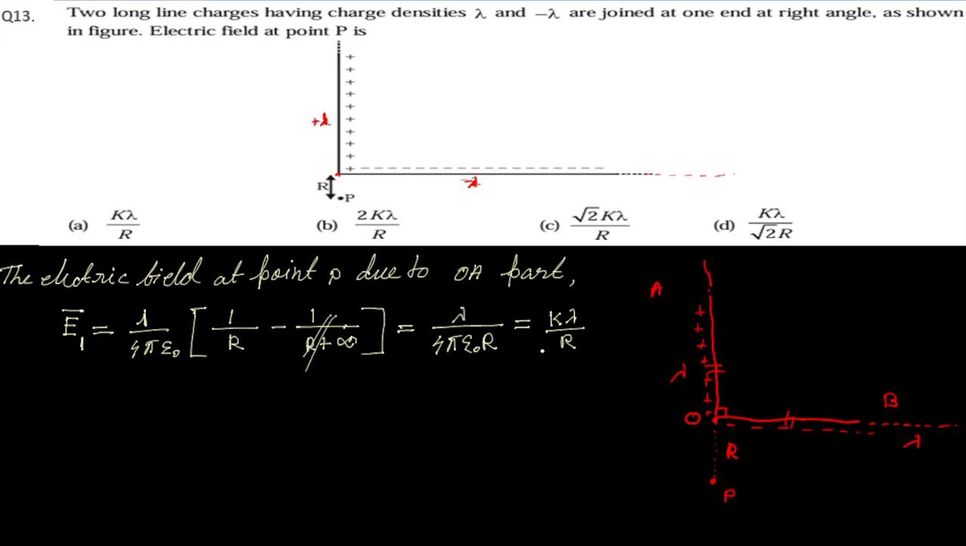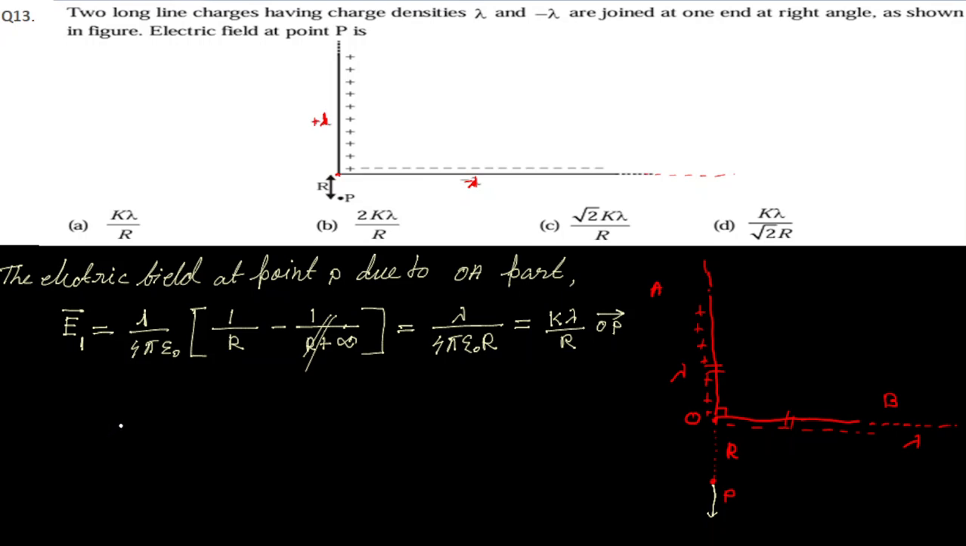This will be the electric field along which direction? At point P, because of this OA line. Now this OA line has positive charge, so in this case the electric field will be downward, O to P. So the electric field will be along this direction, O to P direction.